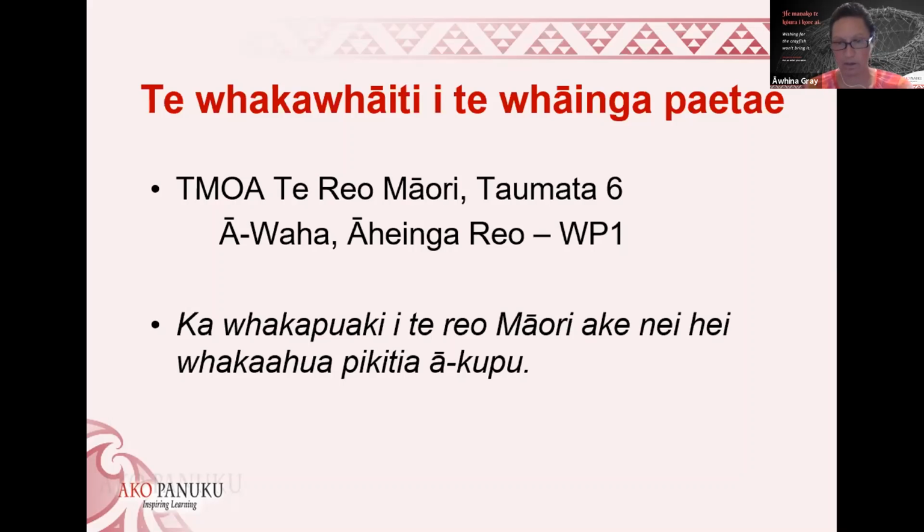So our way of doing that is to break it up into its component parts. We can see that there's a verb, and that verb is whakapuaki. What is it that they have to whakapuaki? I te reo Māori akene. Okay, so that's the thing, talking about a student, that's what they have to articulate, express. Te reo Māori akene, te momo reo ka whakapuakina, arā ko te reo Māori akene. For what purpose? Hei whakāhua pikitia a kupu.